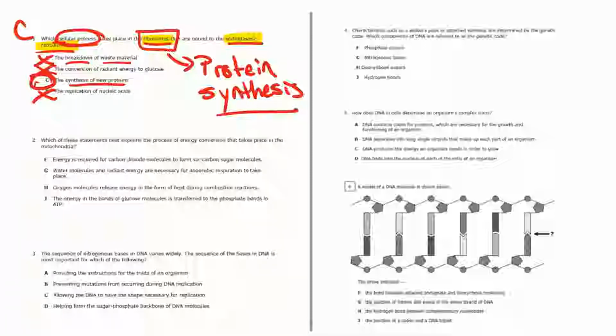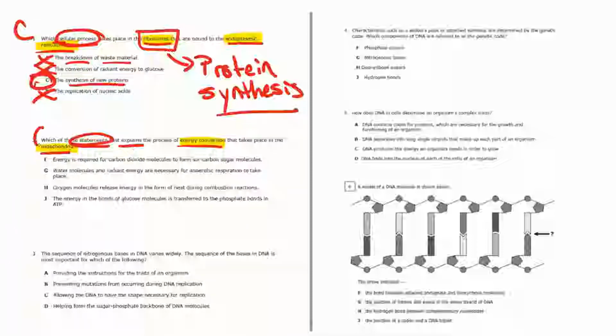Number 2. Which of these statements best explains the process of energy conversion that takes place in the mitochondria? Once again, keywords: mitochondria, energy conversions. So they want to know which statement is the one that is best explaining that process of energy conversion that's taking place in the mitochondria. Okay, so think about it. What happens in the mitochondria?